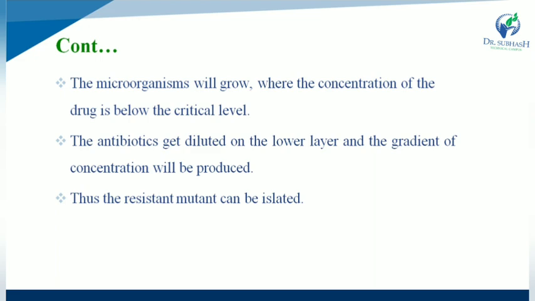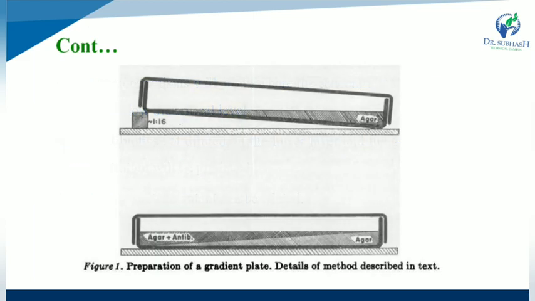The microorganism will grow where the concentration of the drug is below the critical level. The antibiotic gets diluted on the lower layer and a gradient of concentration will be produced, and thus resistant mutants can be isolated. That is the preparation of the gradient plate technique.